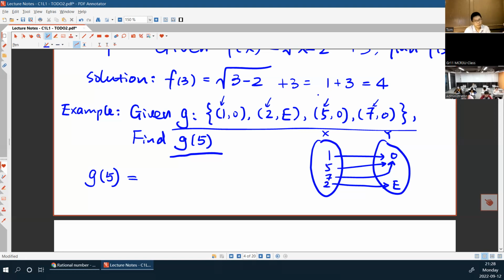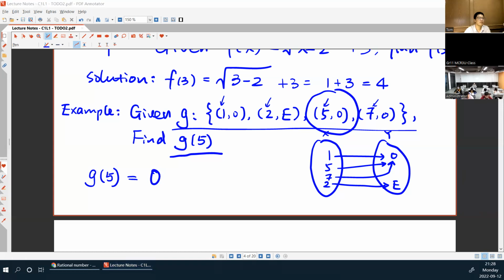There. 0. That's correct. Okay, well done. Because all you need to do is to look at here, right? 5 is apparently mapped to 0. Therefore, G(5), which means the image of element 5, is of course 0. Okay, thank you.